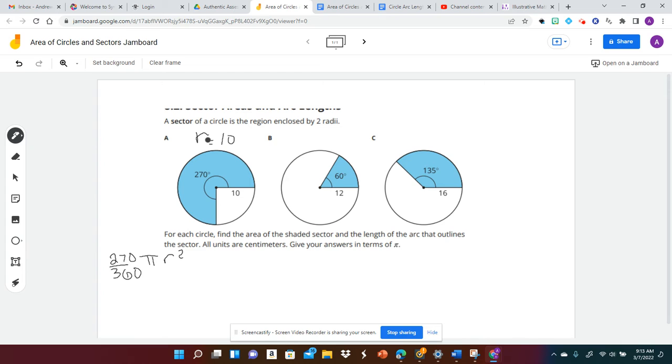Now I'm going to reduce 270 out of 360. One thing that you may notice is this is 3 parts out of 4. This reduces to 3/4 if you divide by 90. So we have 3/4 times pi times 10 squared. And 10 squared is 100. 100 times 3 is 300, divided by 4, pi. Now I can reduce that fraction or list it as a decimal. 300 divided by 4 is 75 pi.